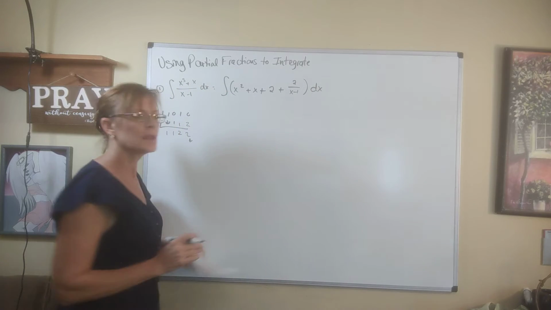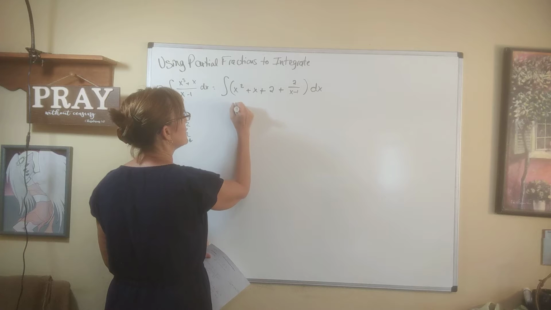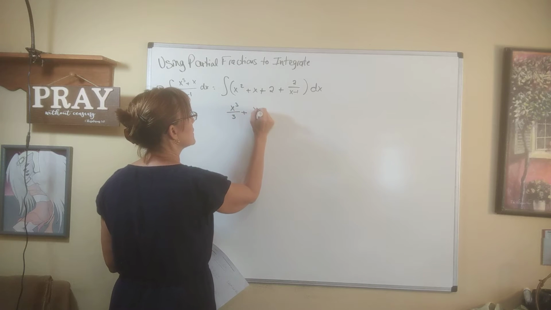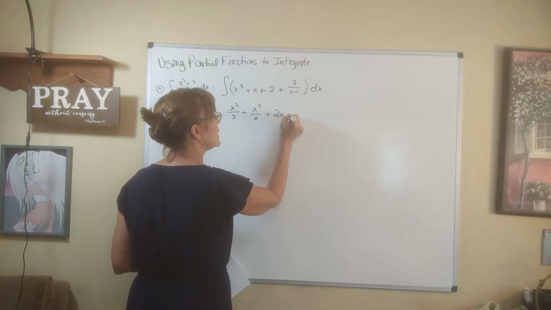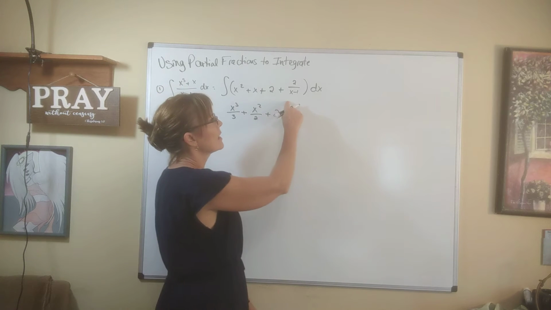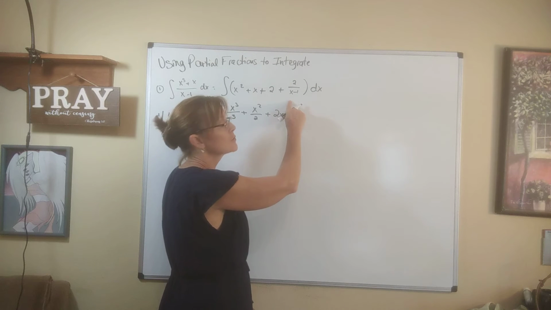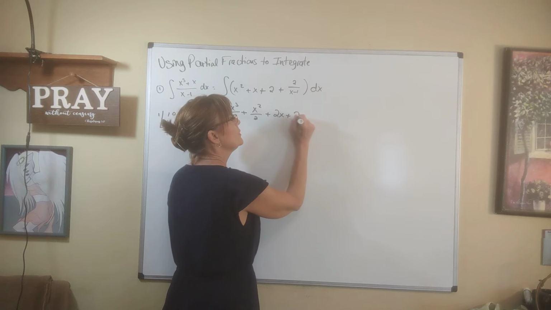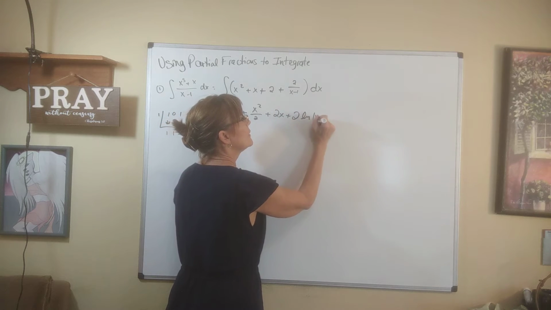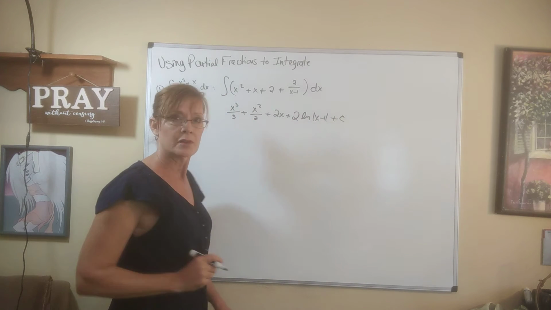dx. So when we integrate this, this is really simple. This is power rule. This is going to be x cubed over 3 plus x squared over 2 plus 2x. And this is going to be the natural log. You could let u be x minus 1 and dx would be du. So it's really going to be 2 over u du, or 2 natural log of x minus 1 plus a constant. So that's the first one.